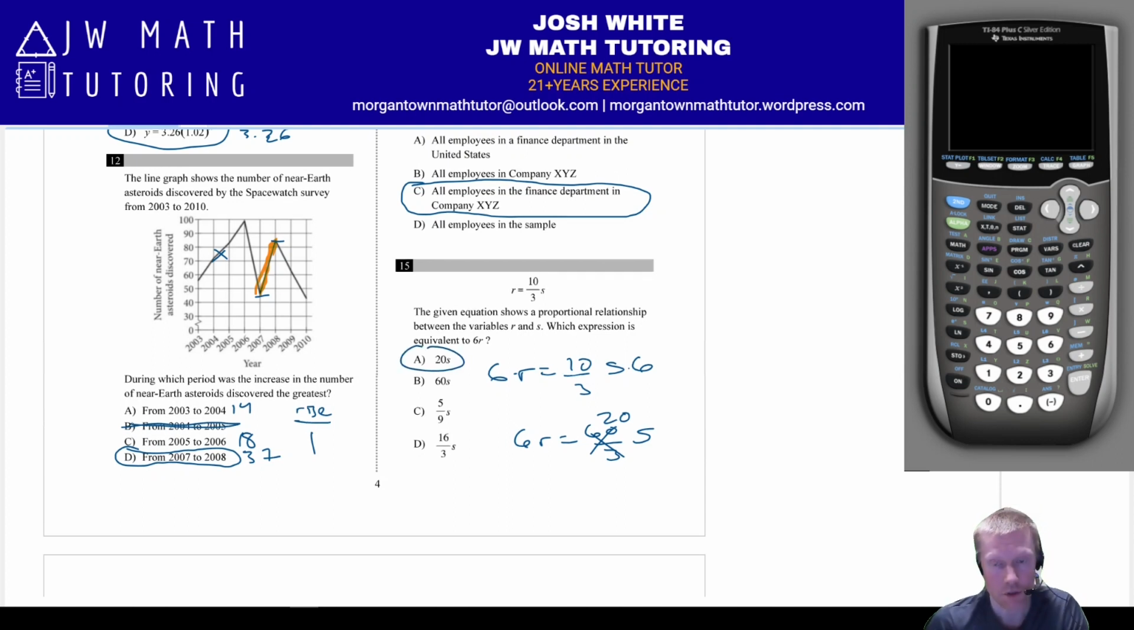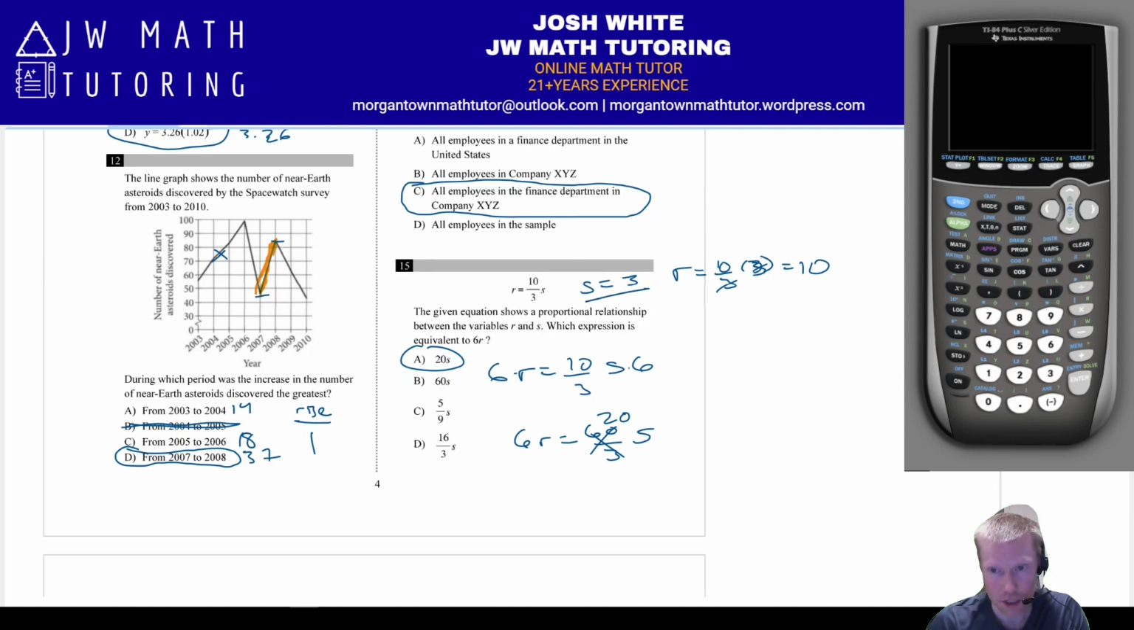Now, if you didn't see that and recognize that, that's fine. This is a perfect opportunity to use picking numbers. So what I would do is first pick a number for s. I am going to let s, what did I choose? Equal to 3. The reason I did that is to get rid of the fraction, make it easier to work with. So if s is equal to 3, then I have 10 over 3 times 3. 3's cancel. That means r is equal to 10. Okay?